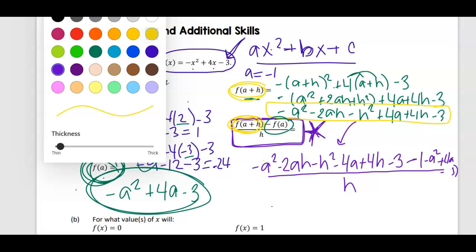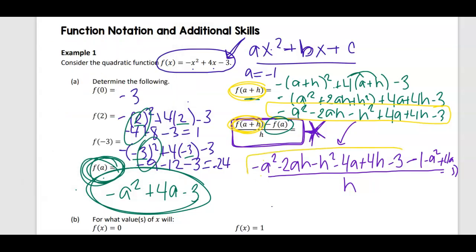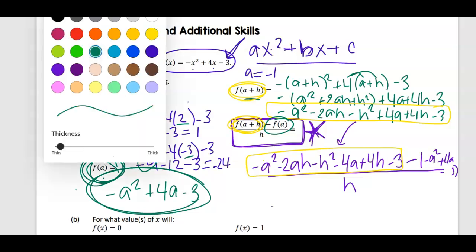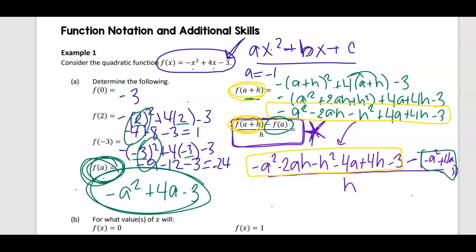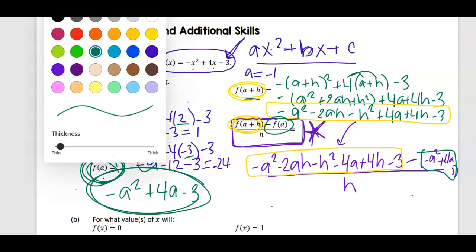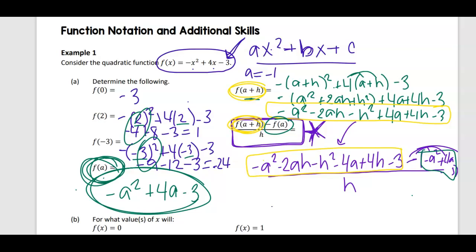So again, just to color code it here, this piece is f of a plus h minus this piece in my parentheses that ran off the page there is f of a. Let's go ahead and distribute this negative. And when I do that, notice I'm going to get positive a squared minus 4a, so this should be a plus right here. And then minus negative 3, right? So plus 3.